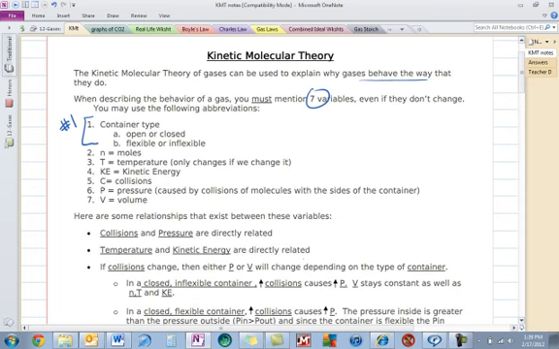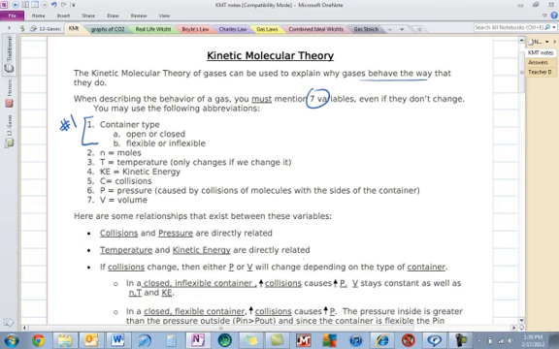N is going to stand for moles. T is going to be for temperature, but temperature only changes if we change it. It has to be the start of a situation. It's not going to change as a result of other things when we're talking about ideal gases, and we'll talk more about that later.